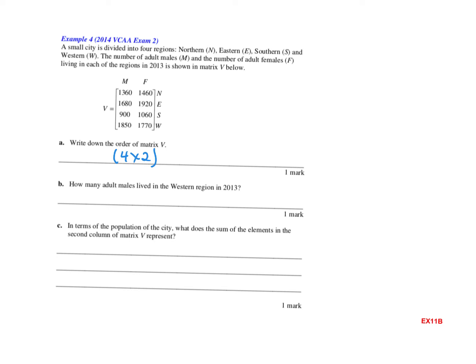How many male adults lived in the western region in 2013? So we go to male and western. So we write 1850. And in terms of the population of the city, what does the sum of the elements in the second column of Matrix V represent? So if I add all these up, what's that telling me? Yeah, the total amount of females in the population.